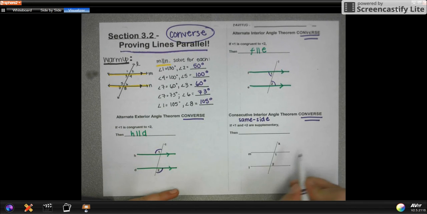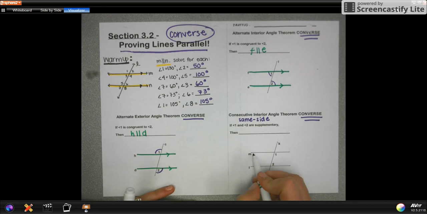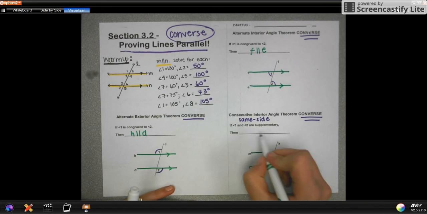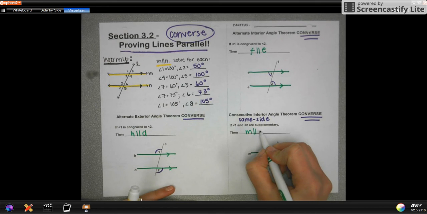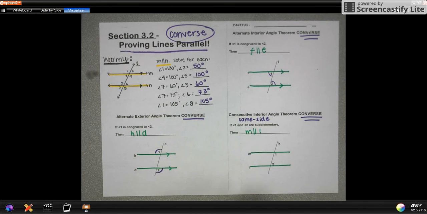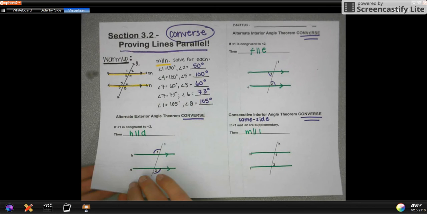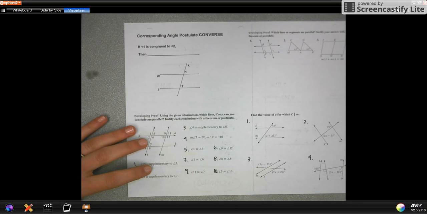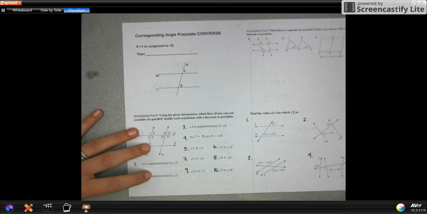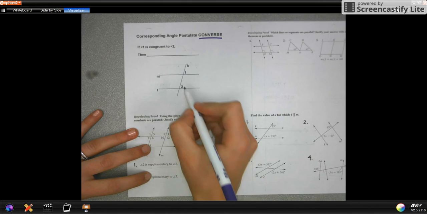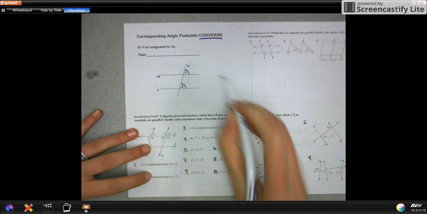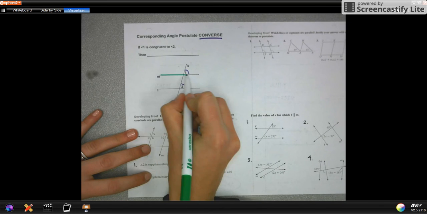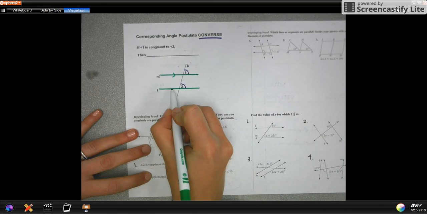So if 1 and 2, if these two angles are supplementary, right, they add to 180, then M must be parallel to L. And let's flip it to the back. Our last one is a corresponding angle postulate converse. And just like the others, it says if 1 is congruent to 2, then M must be parallel to L.